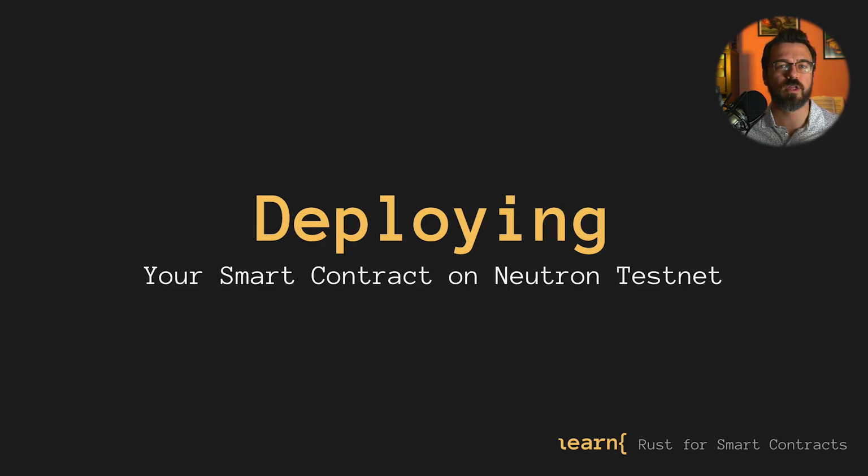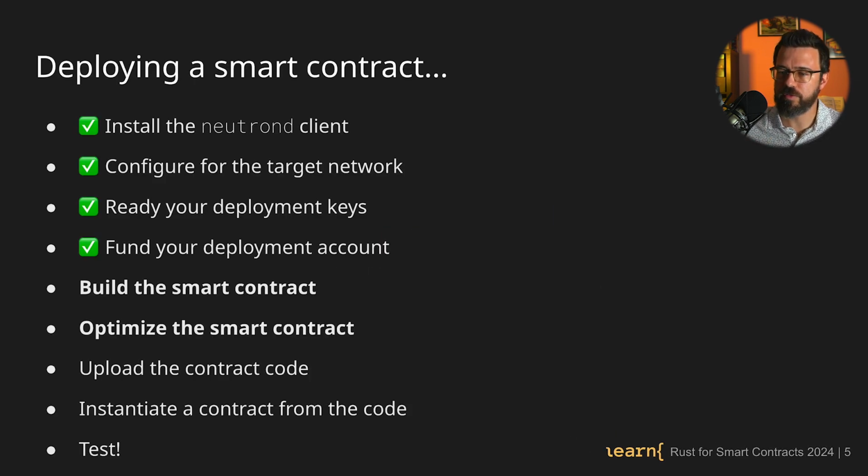You've got your neutrond command line tool set up, and it's configured now to talk to the Neutron testnet, and it's got a little bit of funds to pay for gas fees. Now that we've done all those things, it's time to build, actually compile the smart contract, and then optimize it using an optimizer to make it smaller and reproducibly verifiable by other parties who can use the same optimizer to get the exact same result. Let's do that now before we upload our code to mainnet.